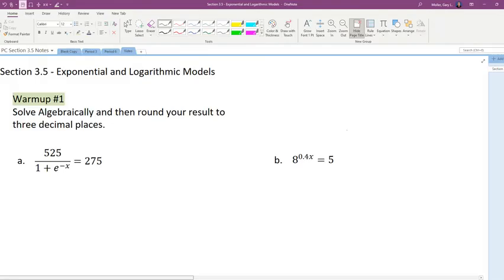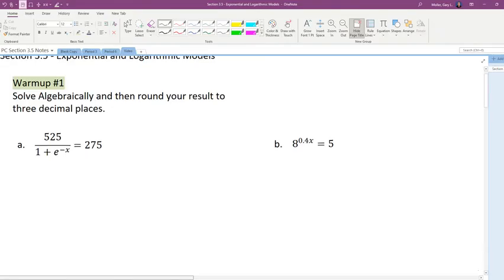All right, in order to solve this problem, I do not like this denominator there. It seems to be complicating matters. So we should multiply both sides of the equation by the denominator. And by doing so, we should land at 525 equals 275 times (1 plus e to the negative x).